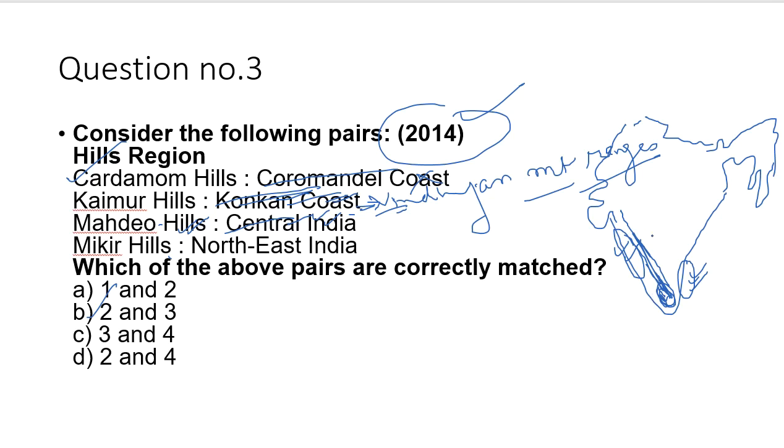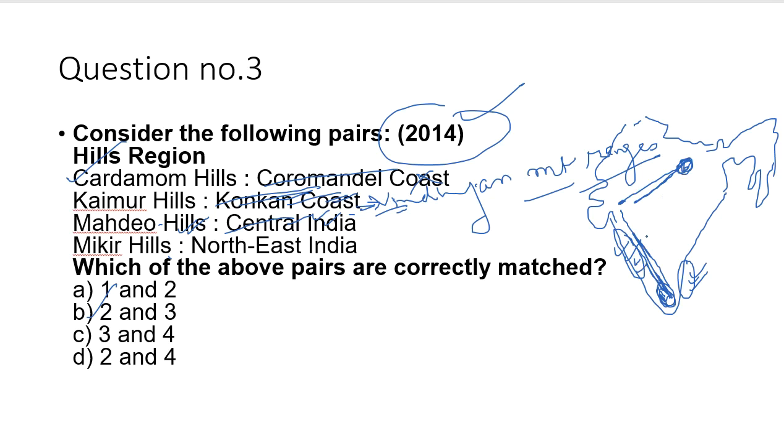Now comes the Kaimur Hills. The Kaimur Hills stretch from the Narmada river mouth up to Bihar, Bhagalpur. This is the Vindhyan mountain ranges, and the last stretch of the Vindhyan mountain ranges is called the Kaimur Hills. And the Konkan coast is this one. So option number 2 is also wrong.